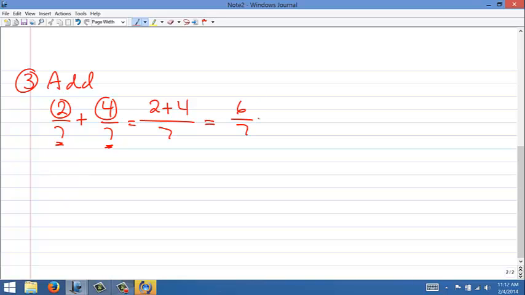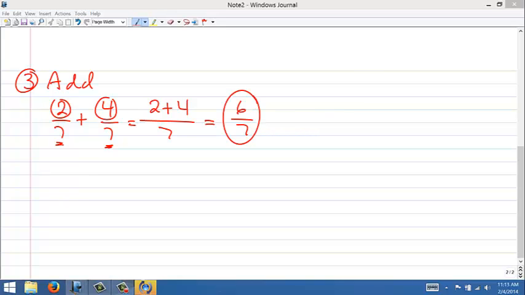And if that guy would simplify down, you should continue and do like we did in the last problem and try to simplify it down as far as you can go. But in this case there's no common factors between 6 and 7, so that's as good as we can do. We can just stop there. Alright, so same idea for subtracting.